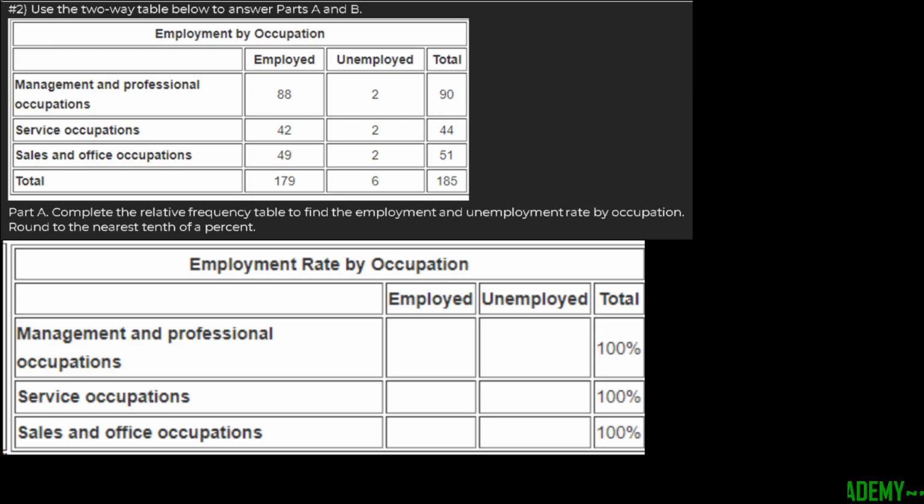Then for number 2, it says use the two-way table below to answer parts A and B. So it gives you that same table. Then it says part A, complete the relative frequency table to find the employment and unemployment rate by occupation, and then round to the nearest tenth of a percent. So make sure after we change it to a percent, make sure you round that answer, comma 1. So I'll show you kind of what that looks like in here.